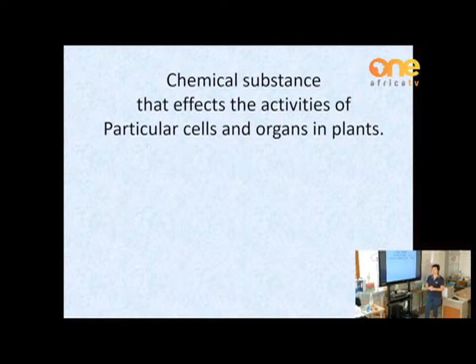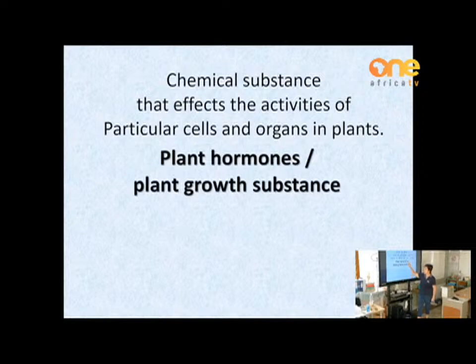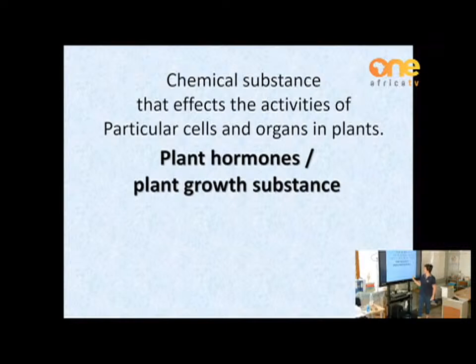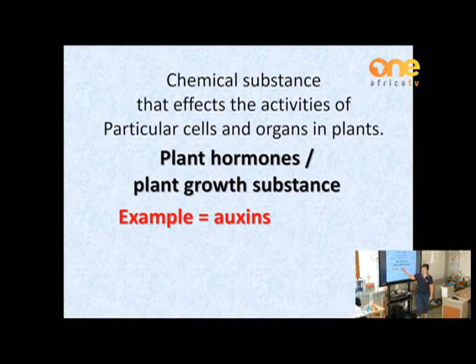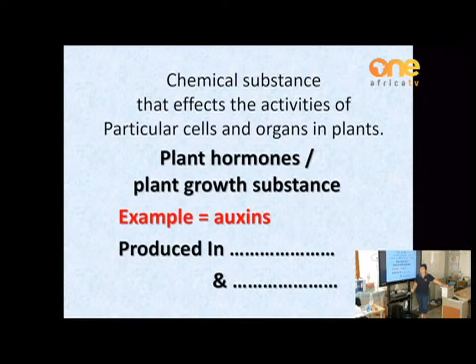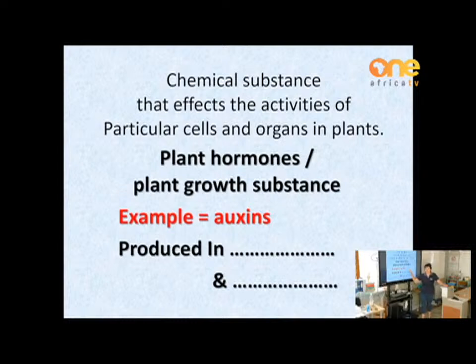This is possible due to chemical substances that affect the activity of particular cells and organs in the plant. And we call that plant hormones or plant growth substances. This definition is important to remember: a chemical substance that affects the activities of particular cells and organs in a plant. We are going to study the example of auxins. And a golden rule to start with is auxins are produced in the tip of the shoot and the tip of the root. Produced in the tip of the root and the tip of the shoot.